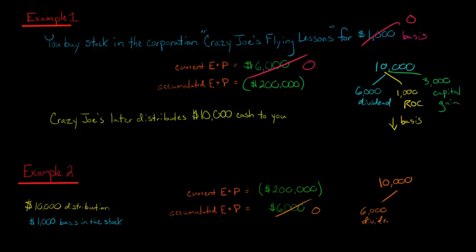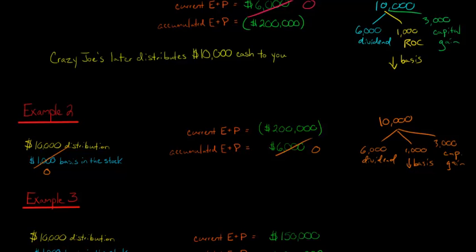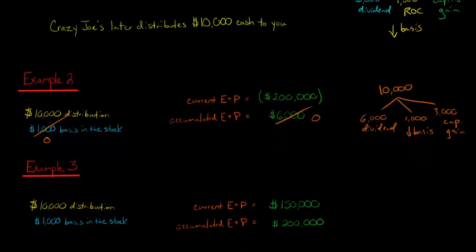Now, same as before, we're going to say, okay, well, what happens next? Well, now we look to the basis, right? So you've got $1,000 basis in the stock, so that $1,000 is going to go to zero. So now you have a $1,000 return of capital, or we'll say a reduction in basis, if you want to call it that. And then the remaining $3,000 is again going to be that capital gain. So that's what happens when we've got negative current E&P and positive accumulated E&P.